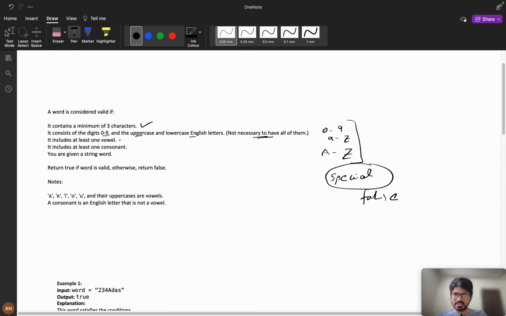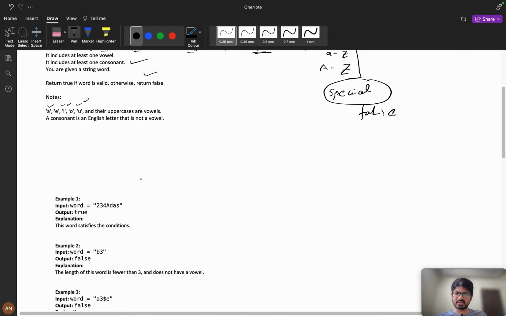Now it includes at least one vowel. I think you know what a vowel is. Here A, E, I, O, U are the vowels, and it contains at least one consonant. Other than a vowel, that is a consonant. You are given a string word. Return true if the word is valid, otherwise return false.